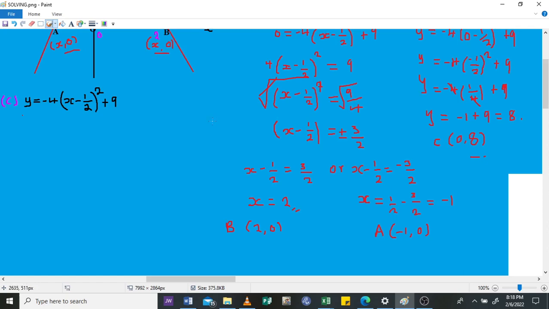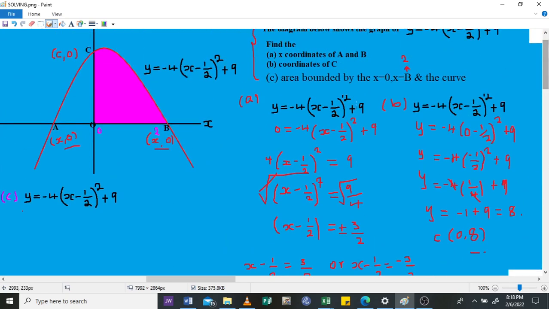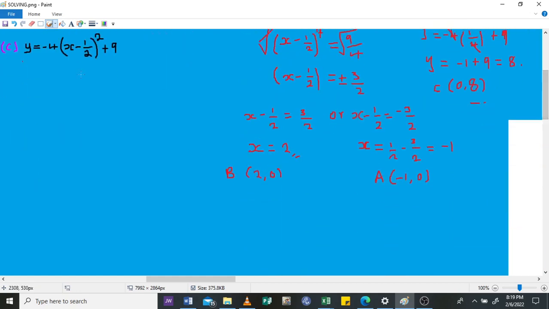We are going to integrate to find the area. We want to find this area under the graph, so we're going to integrate with respect to x from 0 to 2. We're going to integrate our graph. So how do we do that? First of all, I'll show you how to do that. You can go ahead. So this is what we have.